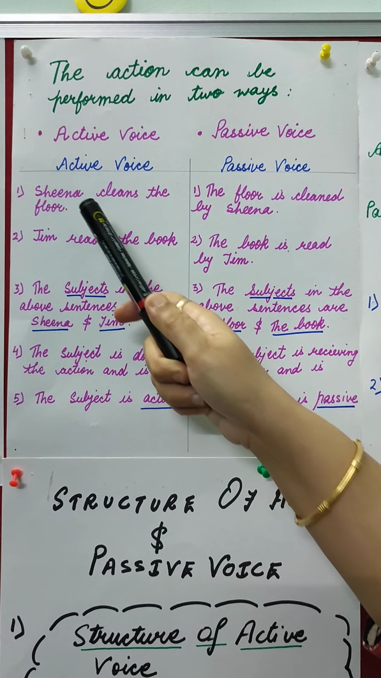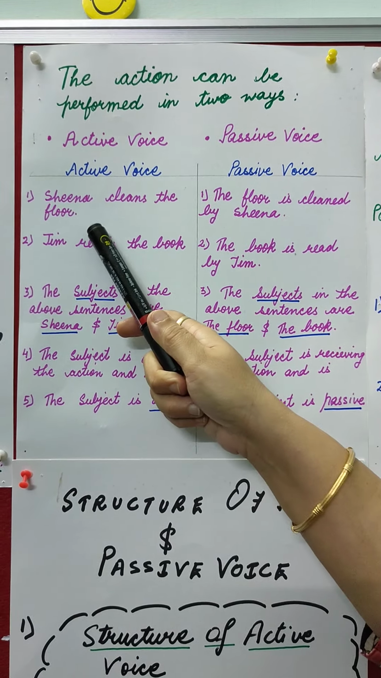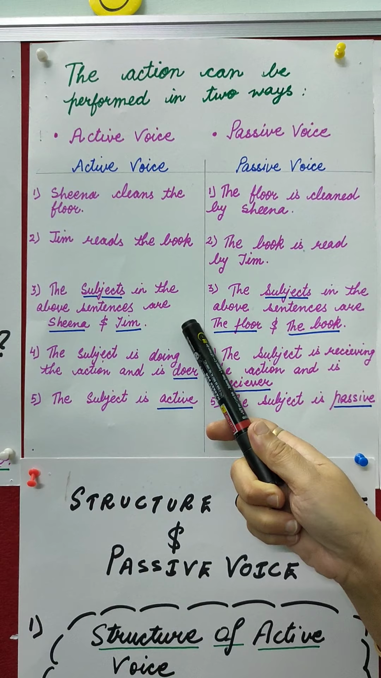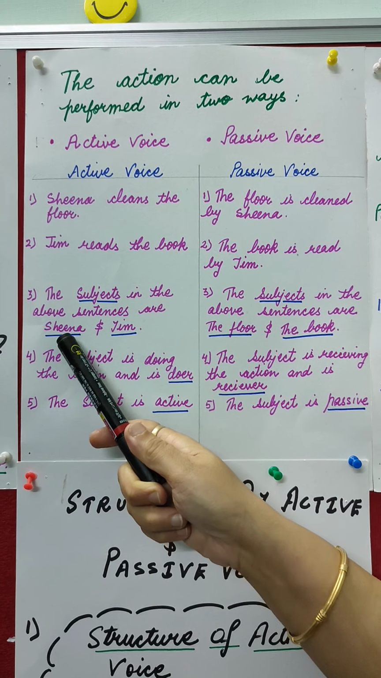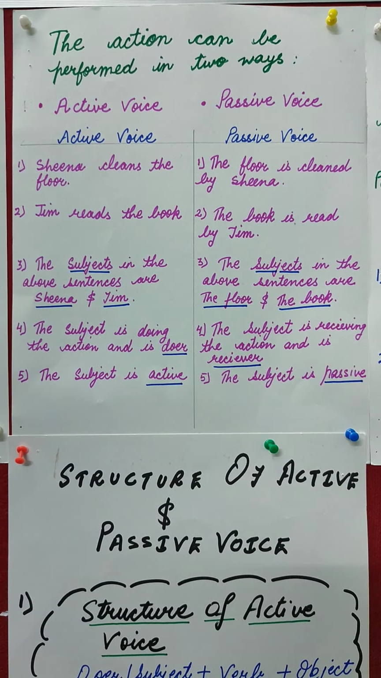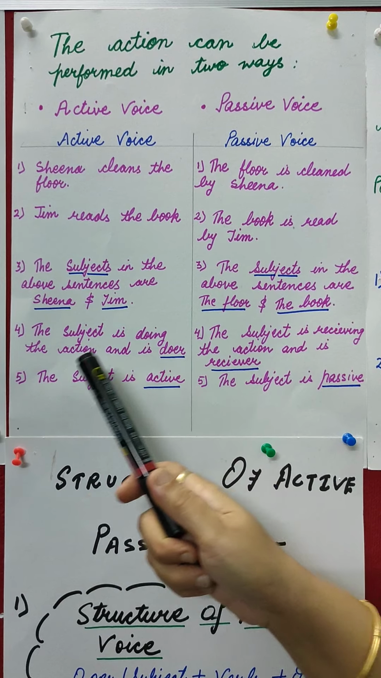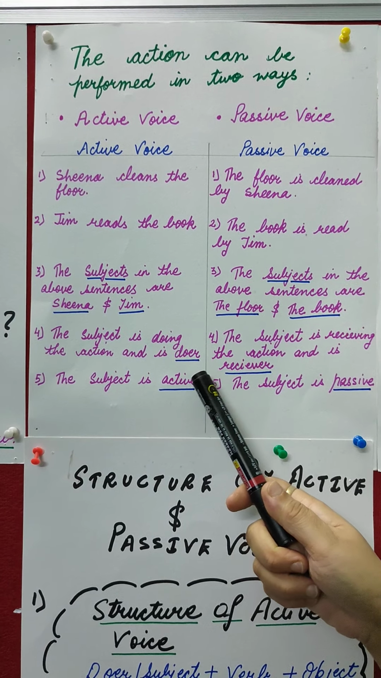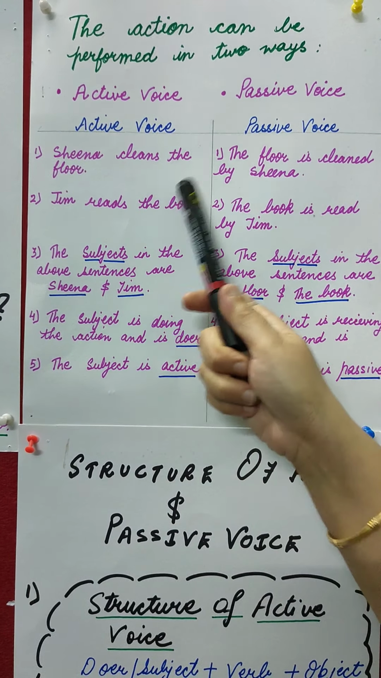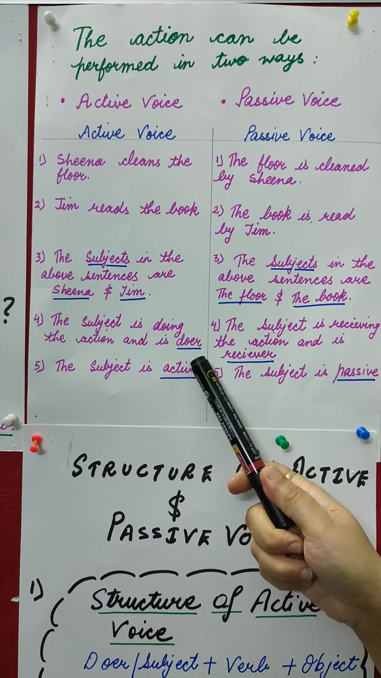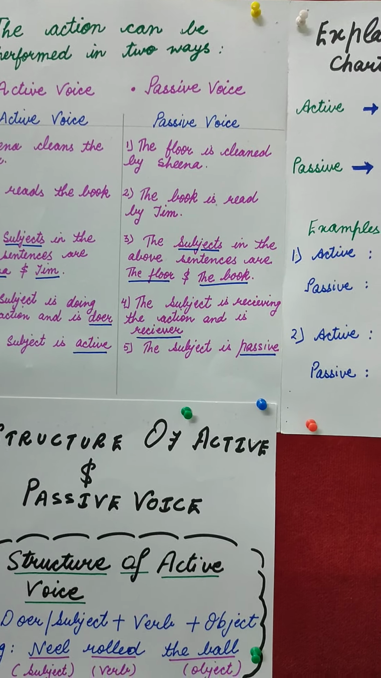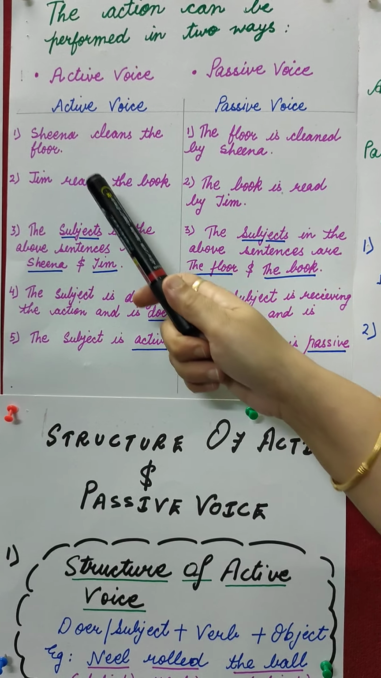In active voice, Sheena cleans the floor. Jim reads the book. The subjects in the above sentences are Sheena and Jim. The subject is doing the action and is a doer. Children, remember, the subjects are doing the actions and they are doers. The subject is active.